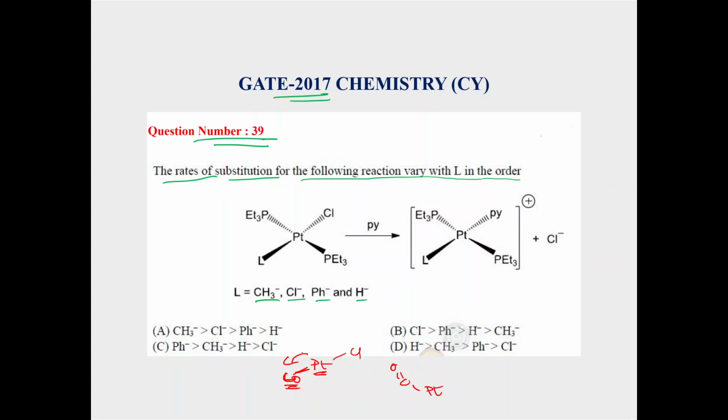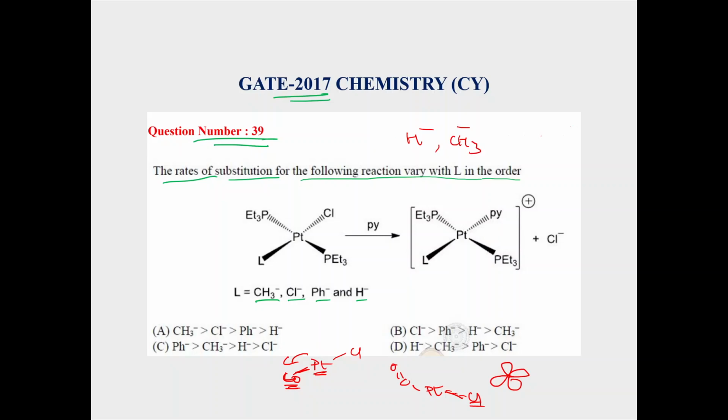And hence, since this bond will be stronger, and since d orbitals are like this, the bond with Cl will polarize more and become weaker, and hence it will be easier to substitute this Cl ligand. So for pi acceptor ligands, we can explain it like this. Also for strong sigma donor ligands like H minus, CH3 minus, it works in the same way.